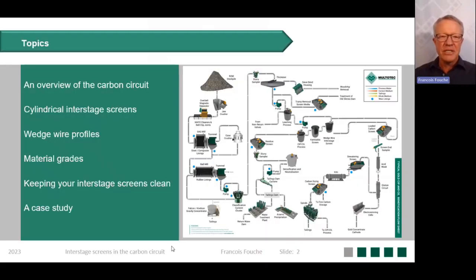15 minutes is not a lot of time to go into much detail, but what I will do is kick off with a general overview of a typical carbon circuit. And then we will end off with some practical considerations on how to keep these screens clean, a topic which is often overlooked. And following that, a colleague of mine will discuss an interesting case study that deals with corrosion.